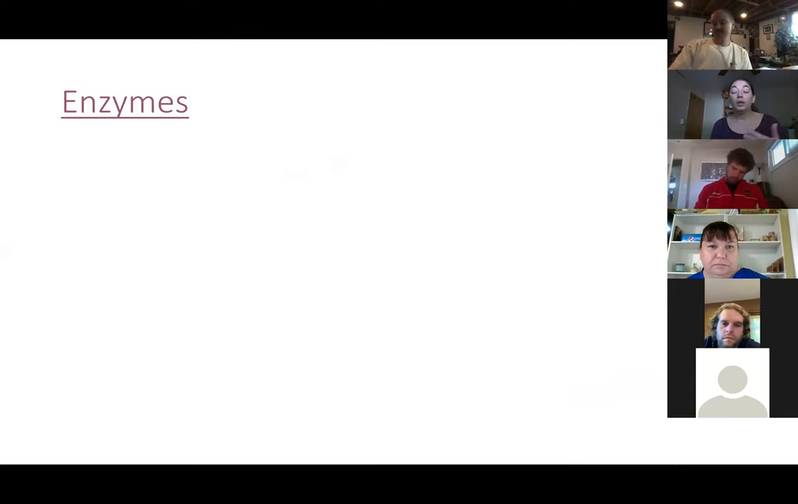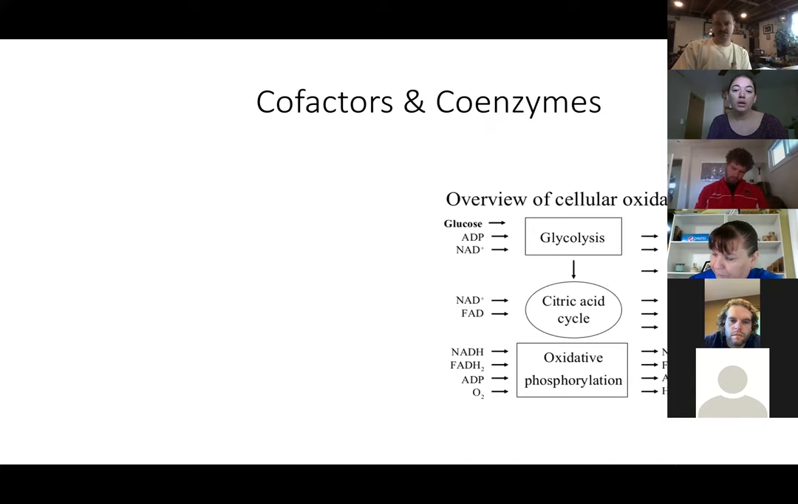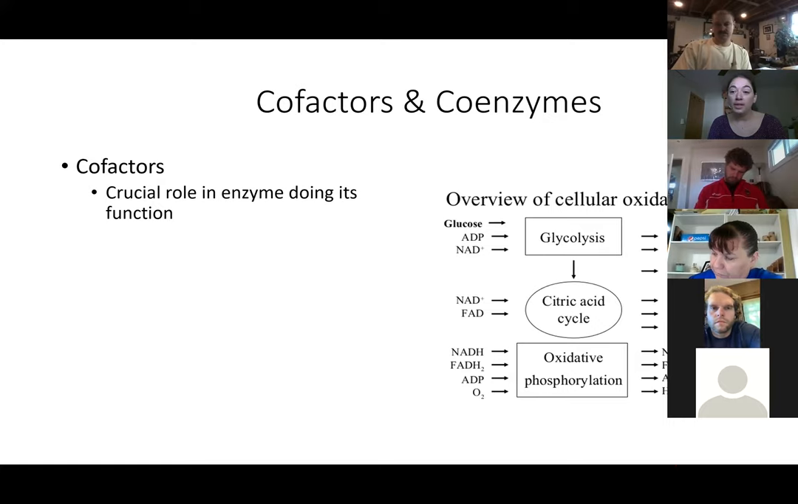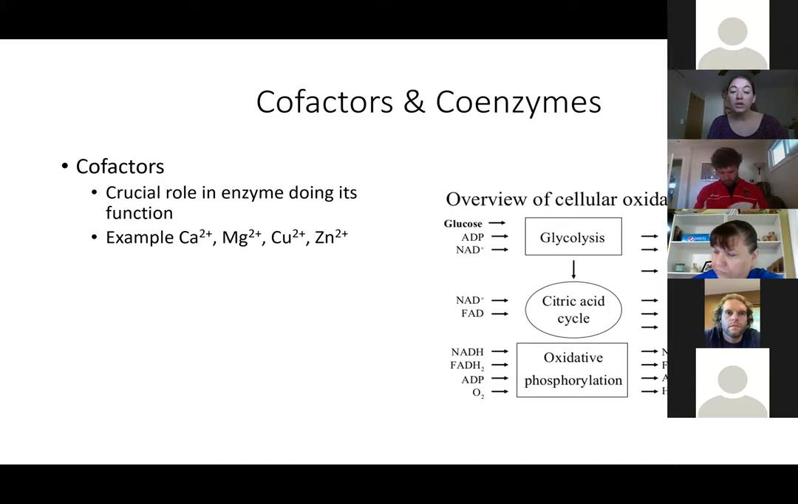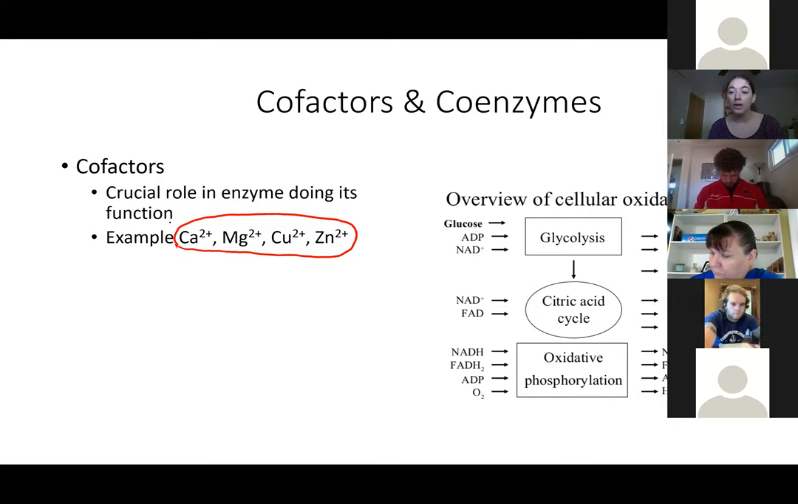So an important point that they just kind of brushed over really quickly was the coenzymes and cofactors. And so cofactors and coenzymes, you need to know what these are. So a quick review. Cofactors help the enzyme do its function. And these are typically minerals. For example, calcium, magnesium, copper, and zinc are great examples of cofactors that help those enzymes do their job.